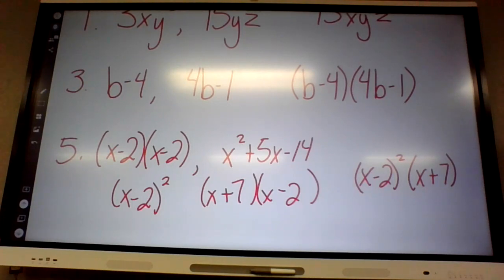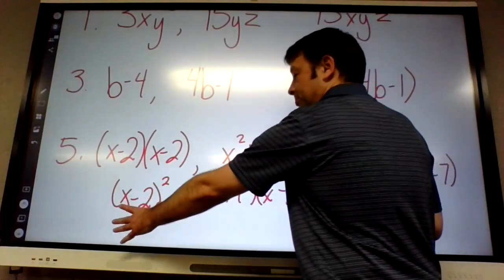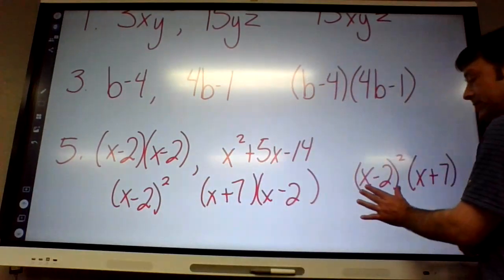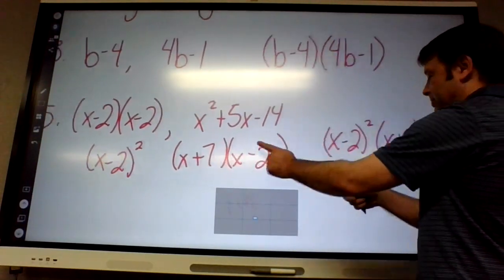Does that make sense? So I didn't use 3. We didn't say these 2 pluses. I just used whoever had the most, basically. This one had the most x minus 2's, so I used 2. This one had the most x plus 7's, 1. So I just used 1.